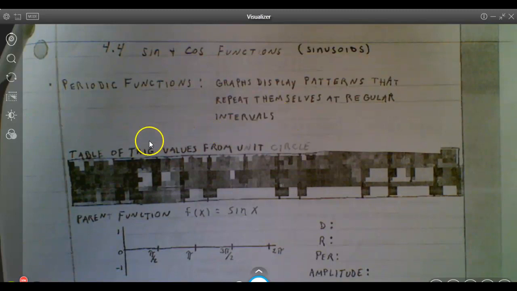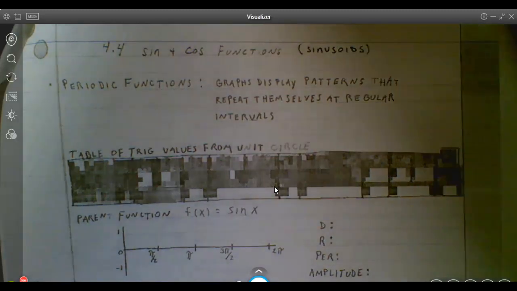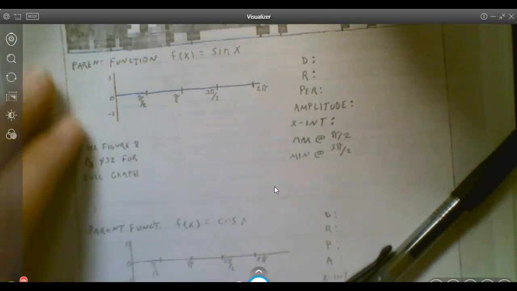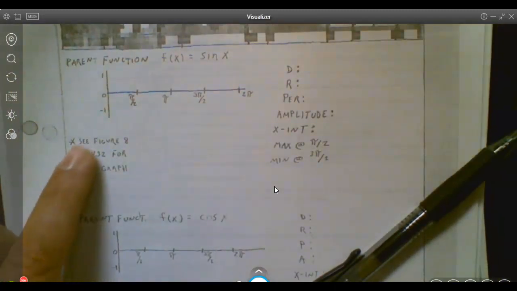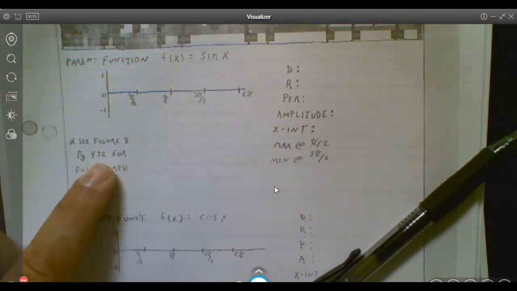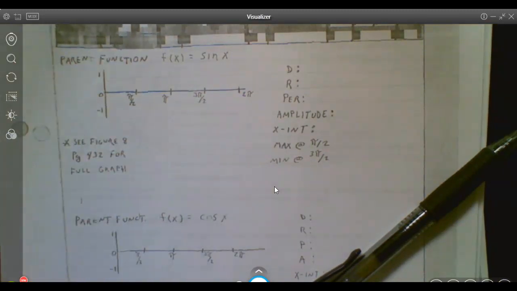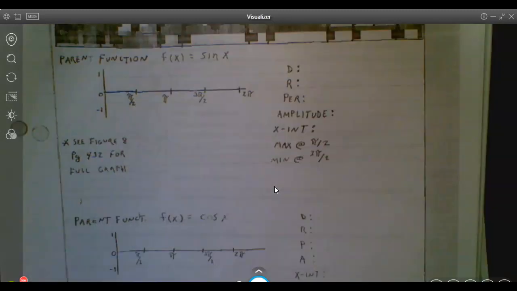My initial goal was to fill out this table of some trig values based on the unit circle that you recently filled out. I don't know why the chart came out so weird when I printed this, so instead I'll show you where this is coming from as we go through setting up the parent functions for our sine and cosine graphs. If you do want to reference a figure in your book, there's a good one, figure 8 on page 432, that you can take a look at that might help.